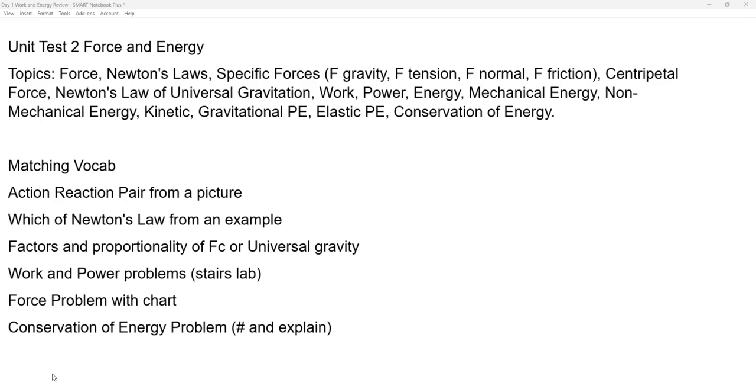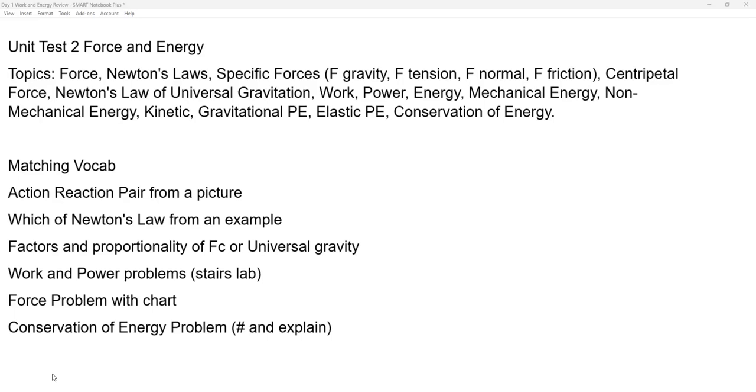And then we got into work, power, energy, different forms of energy, whether it's mechanical or non-mechanical, specific forms of energy like kinetic, gravitational potential energy, elastic potential energy, conservation of energy. So those are the topics on this exam or test.